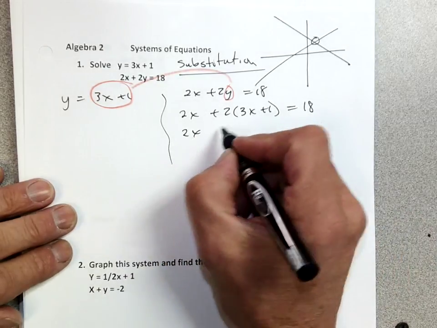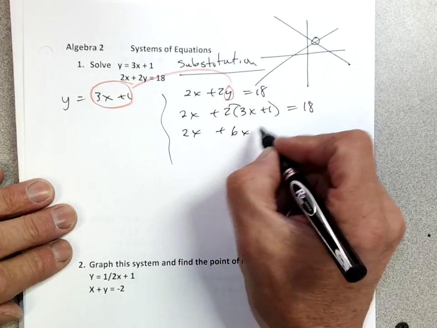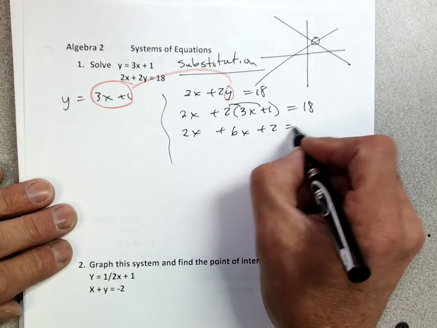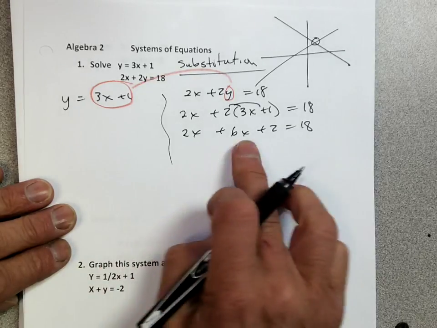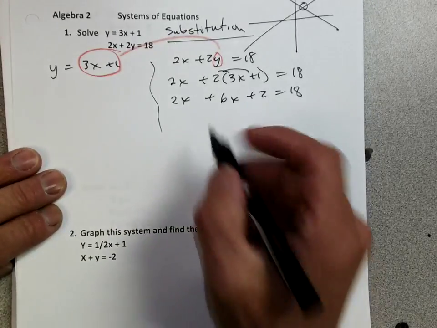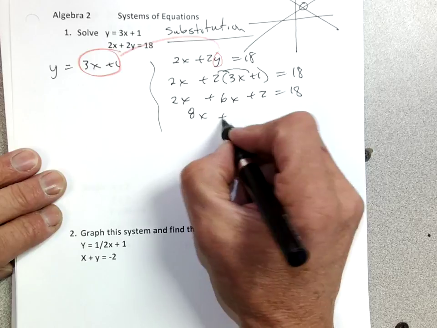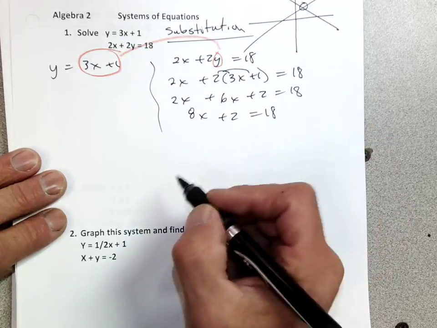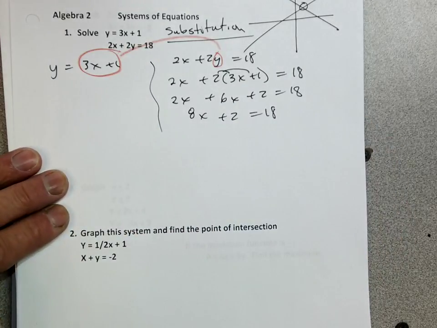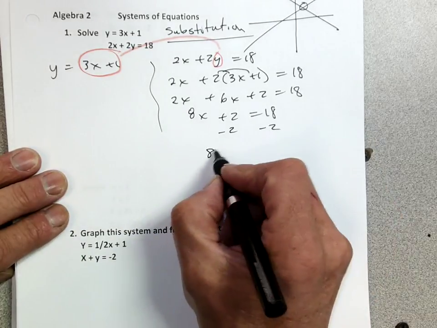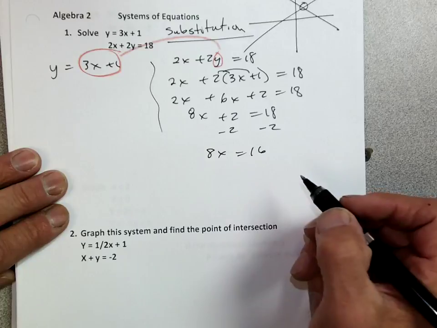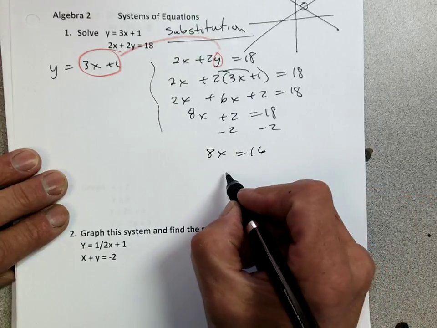So 2x, I'm going to distribute. I'm going to get 6x plus 2 equals 18. Add those two x's and I'll get 8x plus 2 equals 18, right? Minus 2, 8x equals 16. Divide by 8, and x is 2.